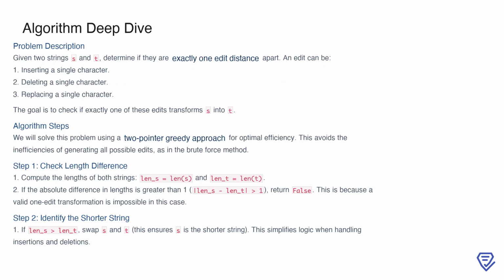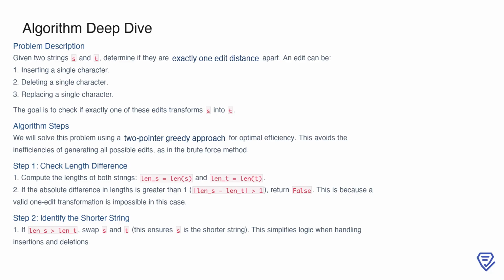The problem is to determine if two strings, S and T, are exactly one edit apart. An edit can be an insertion, a deletion, or a replacement of a single character. This means we need to check if we can convert S to T using exactly one of these operations. To solve this efficiently, we use a two-pointer greedy approach, which avoids the inefficiencies of brute force methods that generate all possible edits. The first step in our algorithm is to calculate the lengths of both strings.